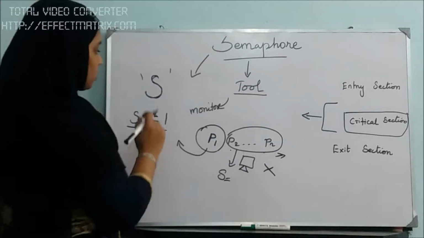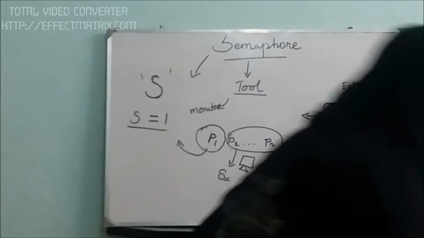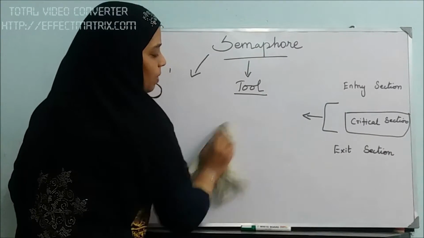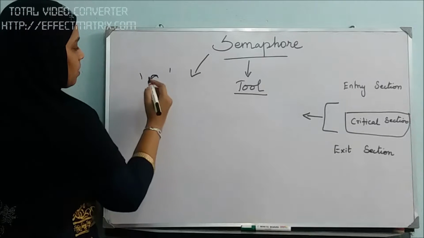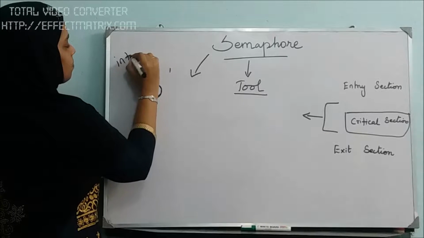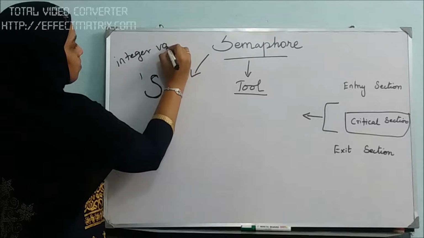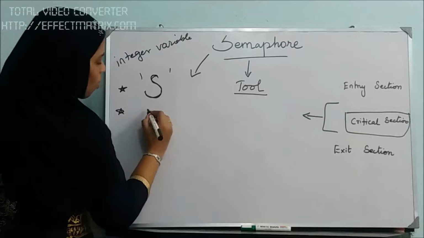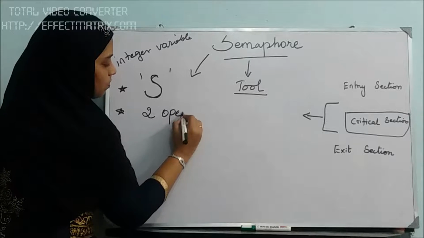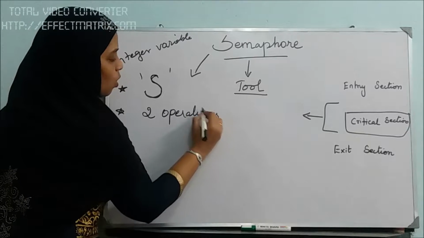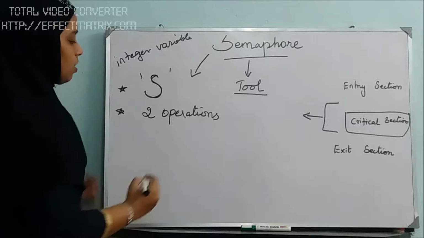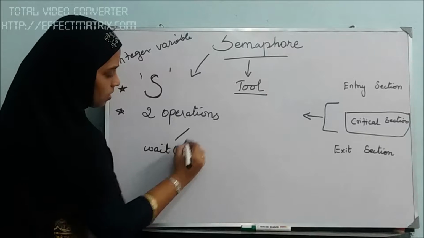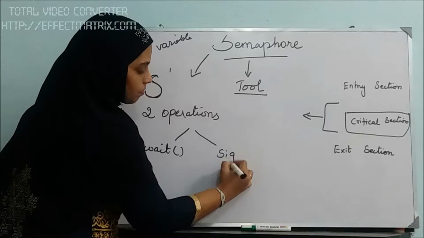Then the second part: we are going to see the two main operations. What are the operations done by semaphore? The first one is the integer variable, the semaphore variable, and the second part is two operations. What are the two operations performed by semaphore? The first one is wait and the second operation is signal.